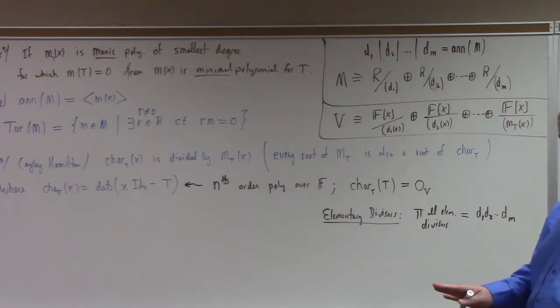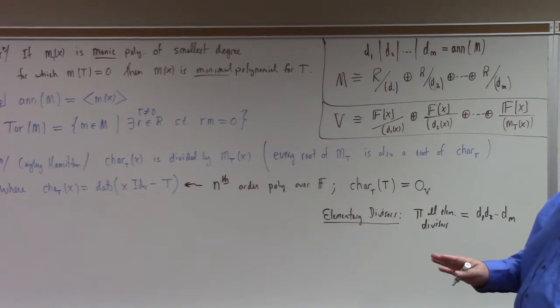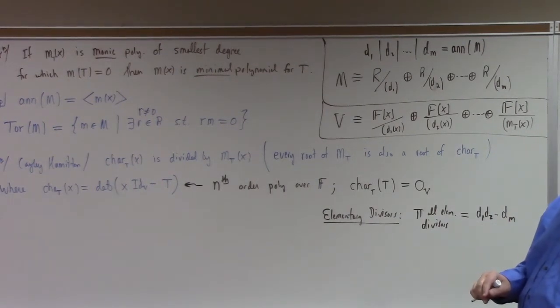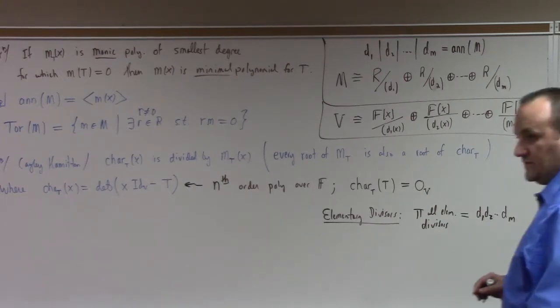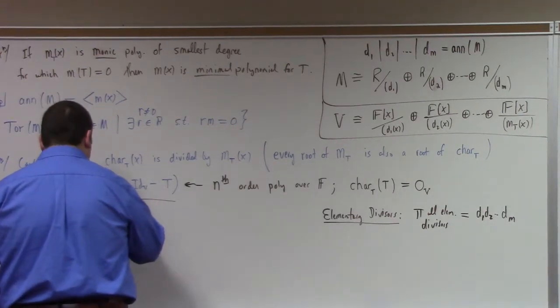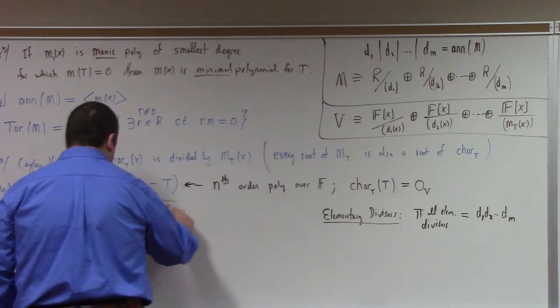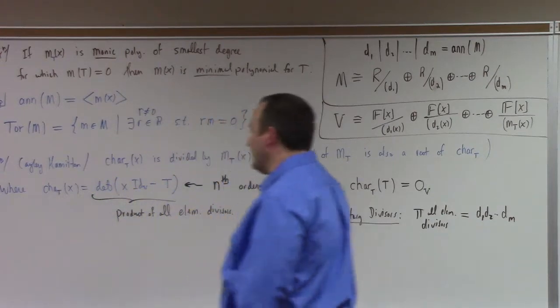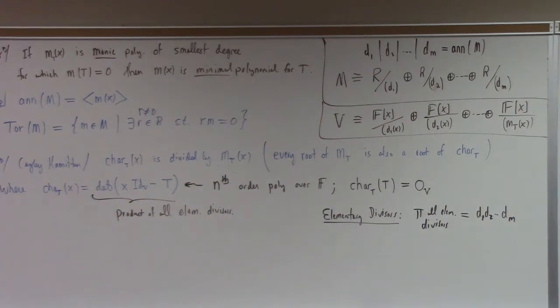No, actually, this is the significance of the characteristic polynomial. The characteristic polynomial is the product of the elementary divisors. So that's what the characteristic polynomial is as it relates to this story. So this is actually the product of all elementary divisors. Now, when the characteristic polynomial is equal to the minimal polynomial, then T is said to be non-derogatory.